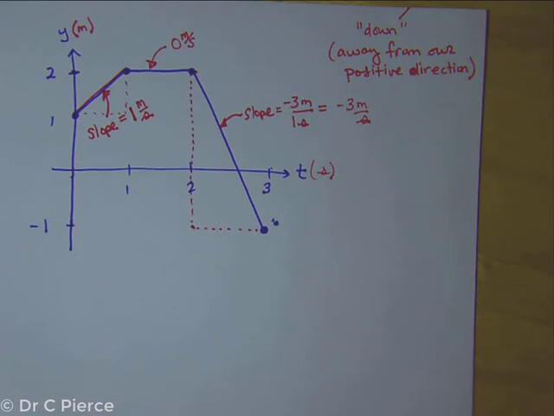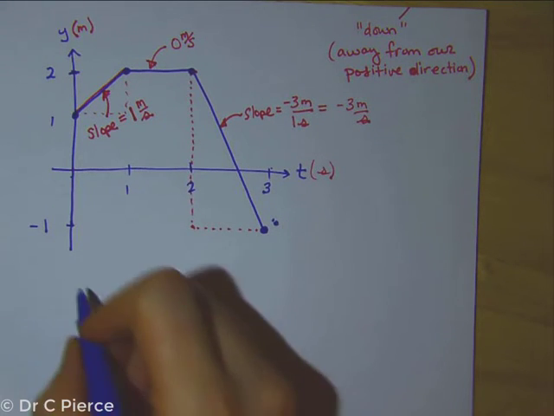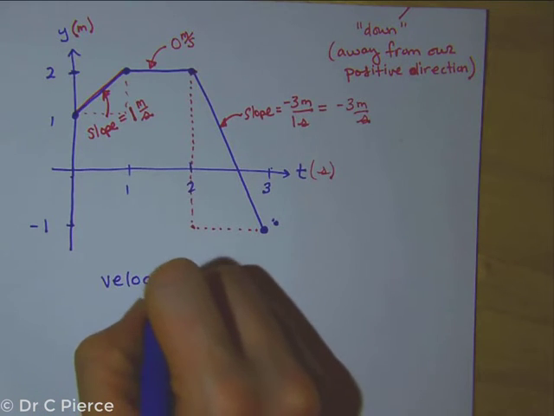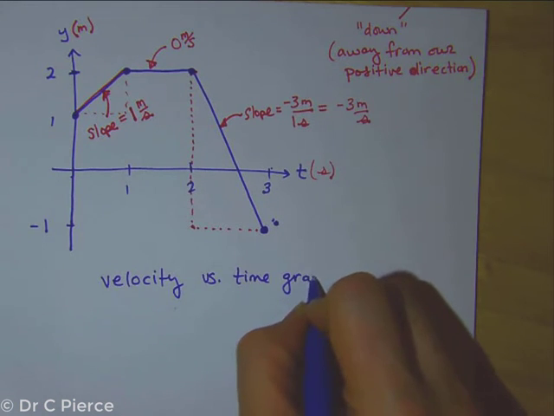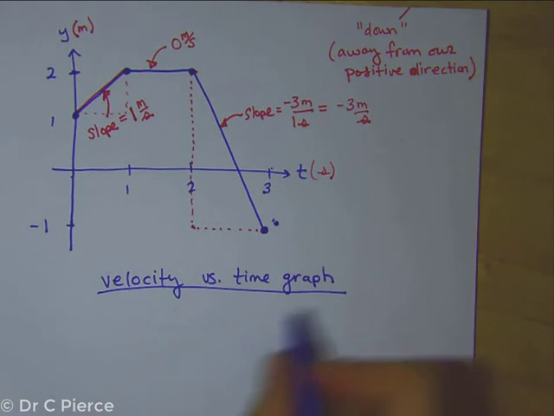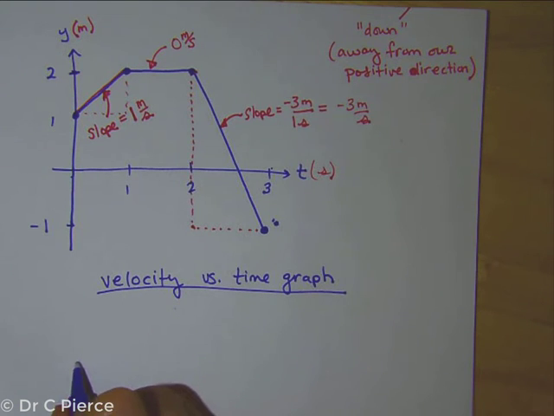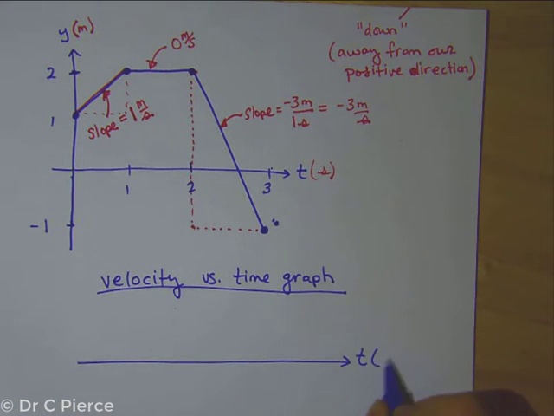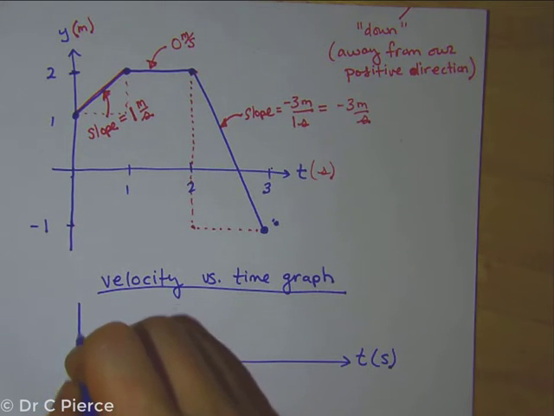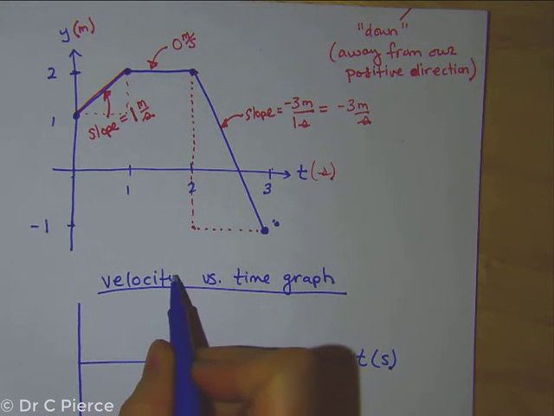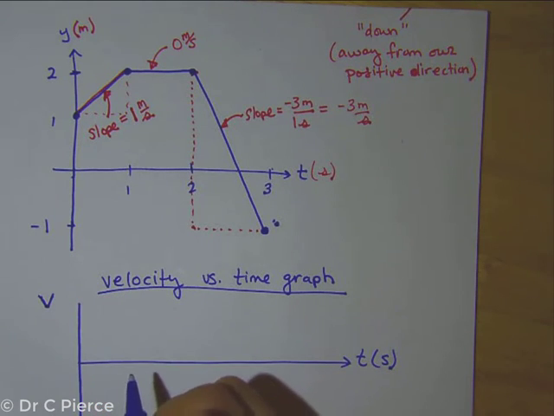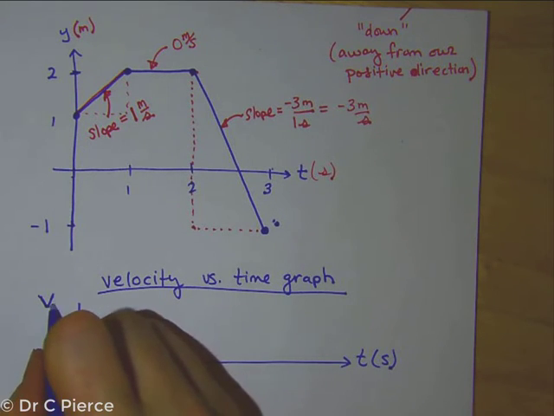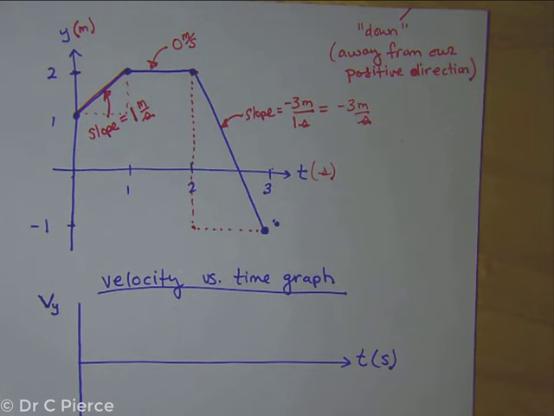So we have this information now. Let's make a velocity versus time graph. Time in seconds. And this time, instead of position being listed first, velocity is listed first. So we have to write velocity up here. And there's the v. And since we were talking about the velocity in the y direction, we can write a little y down here, just as a little note, velocity in the y direction.